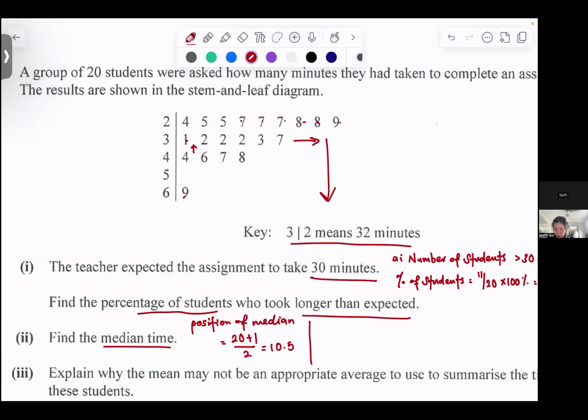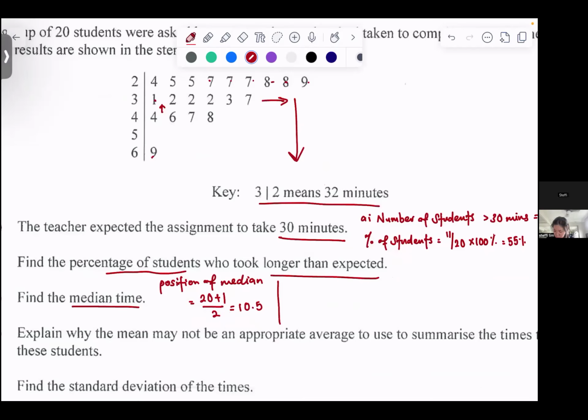So essentially, I'm taking the middle between 31 and 32. So median time equals 31 plus 32 over 2. I'll get 31.5 minutes. Don't forget your minutes, okay? Min. There's no S at the back.